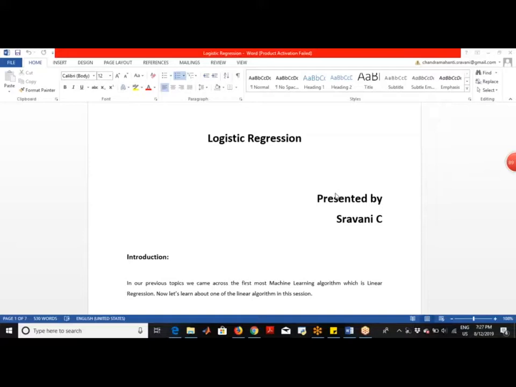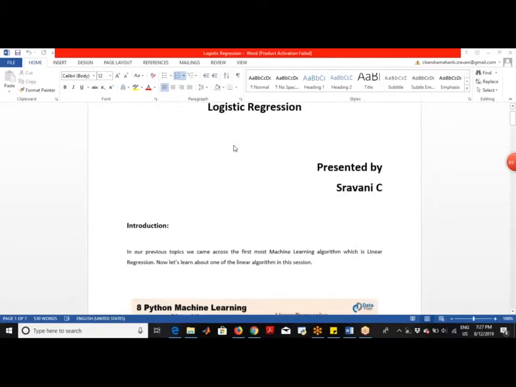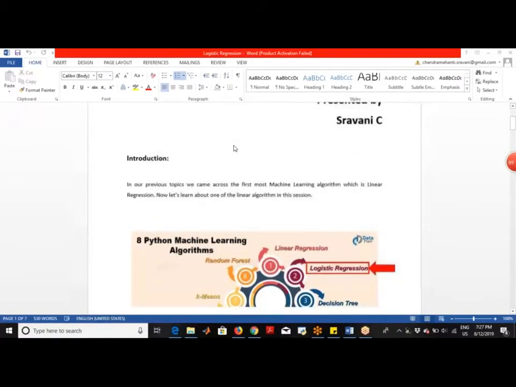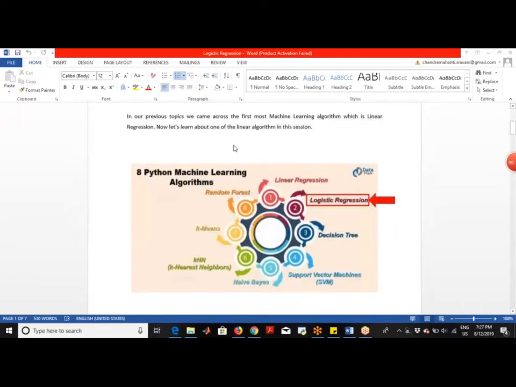Hi everyone, this is Shramini. So today our topic is about logistic regression. In our previous topics, we have seen what linear regression is. Now, what exactly is logistic regression? In this session, we'll learn what logistic regression is, what the mathematics is in order to build a logistic regression algorithm, and also what exactly we do in order to check how accurate our model is.